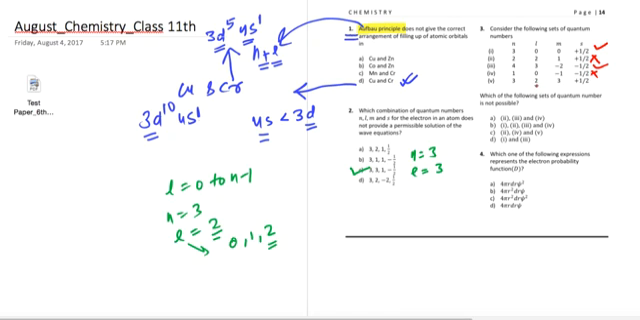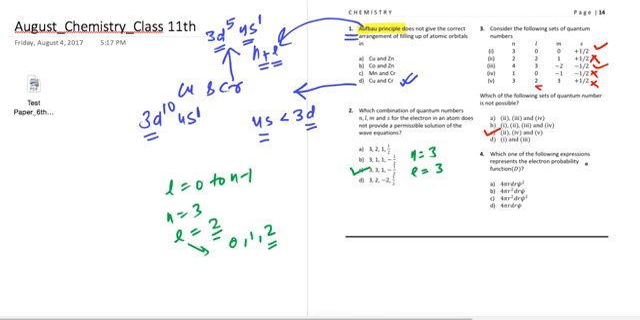Again, if l is 2, then m should be minus 2 to plus 2. So this is also not possible. So options 2, 4 and 5 are not possible, so the answer will be 3, C. Next is, which of the following expressions represents the electron probability function?